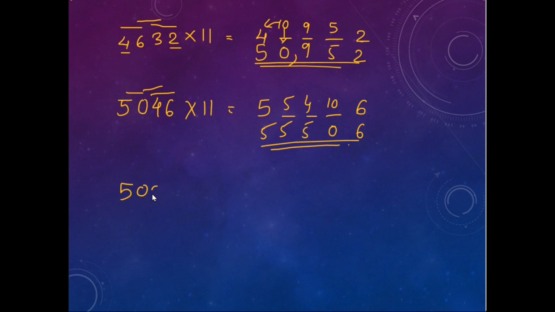Suppose you have 2 zeros in between. It becomes more easy. 5 here, 7 here. 7 plus 0, 7. 0 plus 0, 0. 0 plus 5, 5. Only you have to keep in mind that you have to add only 2 digits at a time. Keep dropping the previous one and go ahead to the next one. Simple.